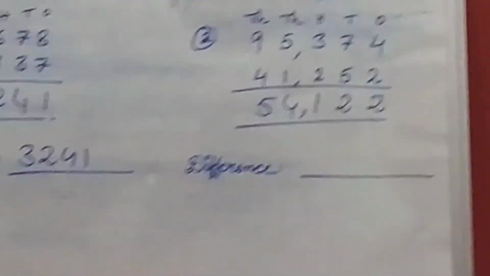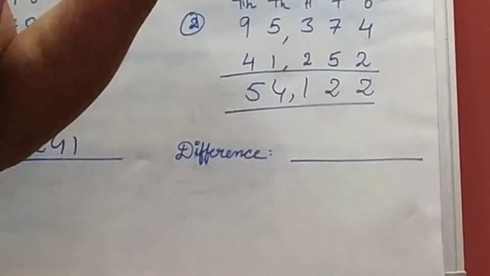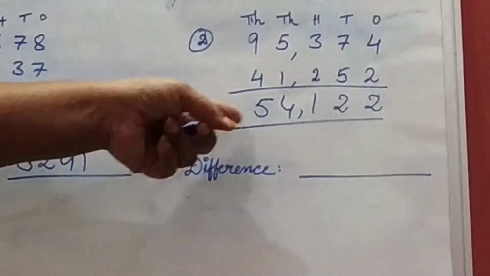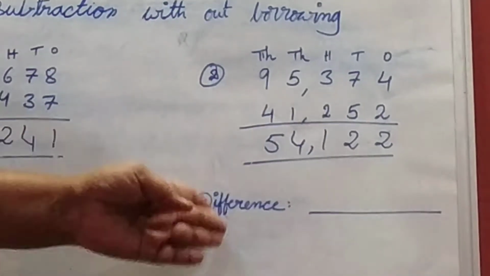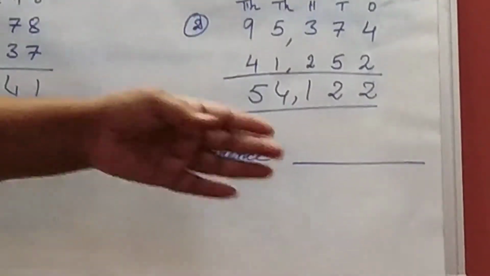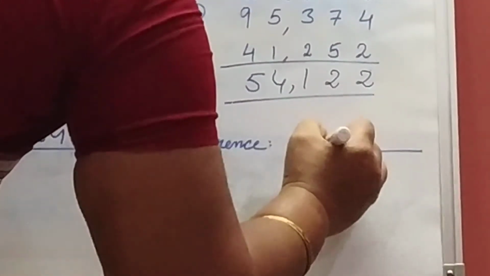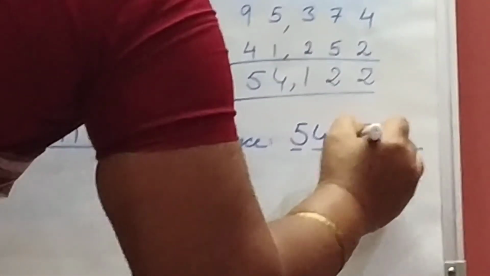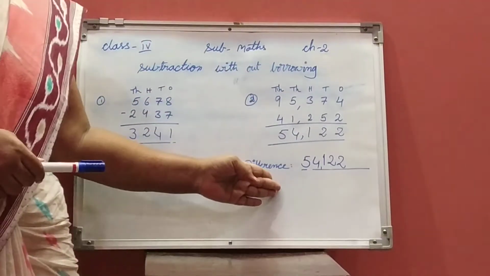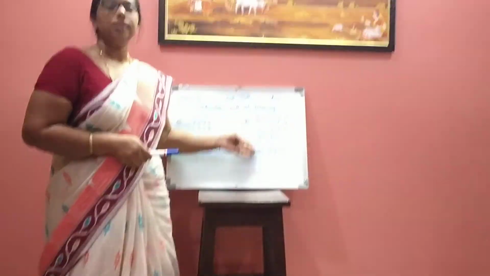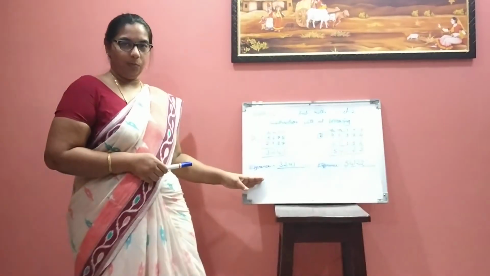So, here the answer we got is 54,122. This is the answer which we got in a 5-digit subtraction. And what is this answer called? It is called the difference. So the difference is 54,122. This is how we will do a subtraction without borrowing.